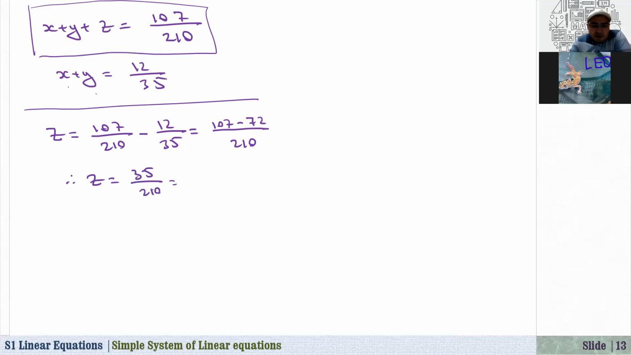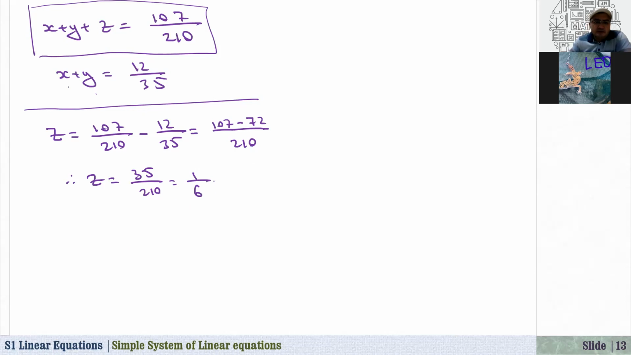Or we can simplify this. Both numerator and denominator are divisible by 7. 35 divided by 7 is 5. And this one is divided by 7. Actually, it's just 1 over 6, right? Because 6 times 35 equals 210. It's just equal to 1 over 6. So that's the value of z.